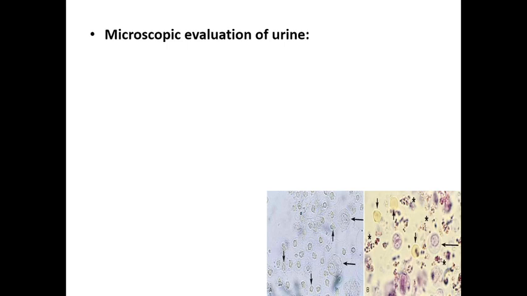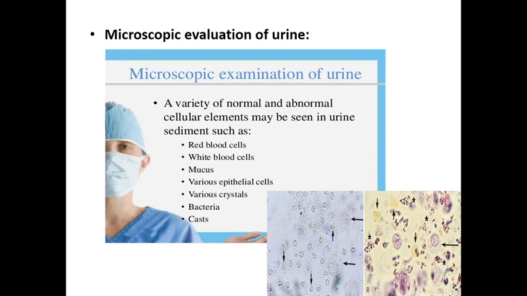Next is the microscopic evaluation of the urine. So we do the urine analysis for three things. We check for the physical characteristics of urine. Secondly, we do certain biochemical tests. Thirdly, we do the microscopic evaluation of urine. So why is this microscopic evaluation of urine done? It is done to see the red blood cells, white blood cells, mucus, epithelial cells, crystals, casts and microorganisms in the urine sample. So that is microscopic evaluation of urine. So that's about urine analysis.